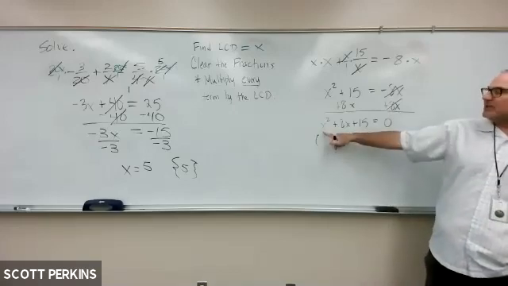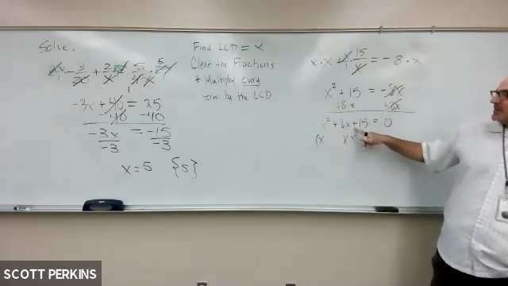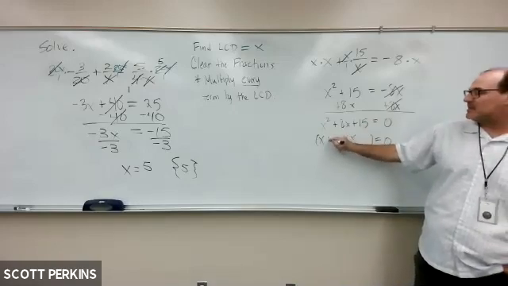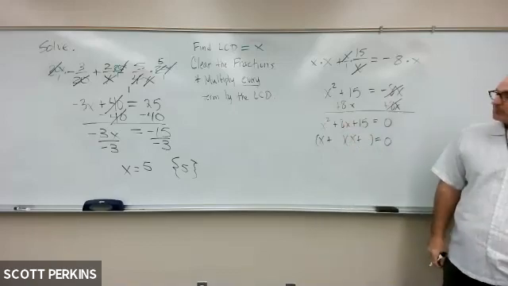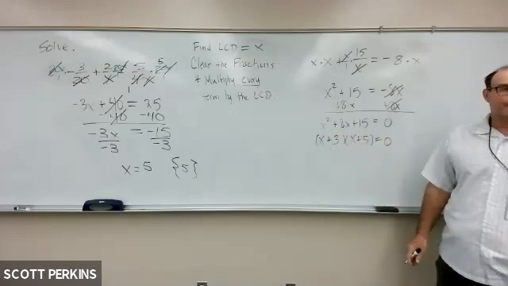x squared, the only two options for x squared are x and x. This plus 15 tells me my signs have to be the same. This tells me they're going to be positive. And what are the two factors of 15 that are going to add up to 8? Sure, 3 and 5 or 5 and 3. The order absolutely does not matter.